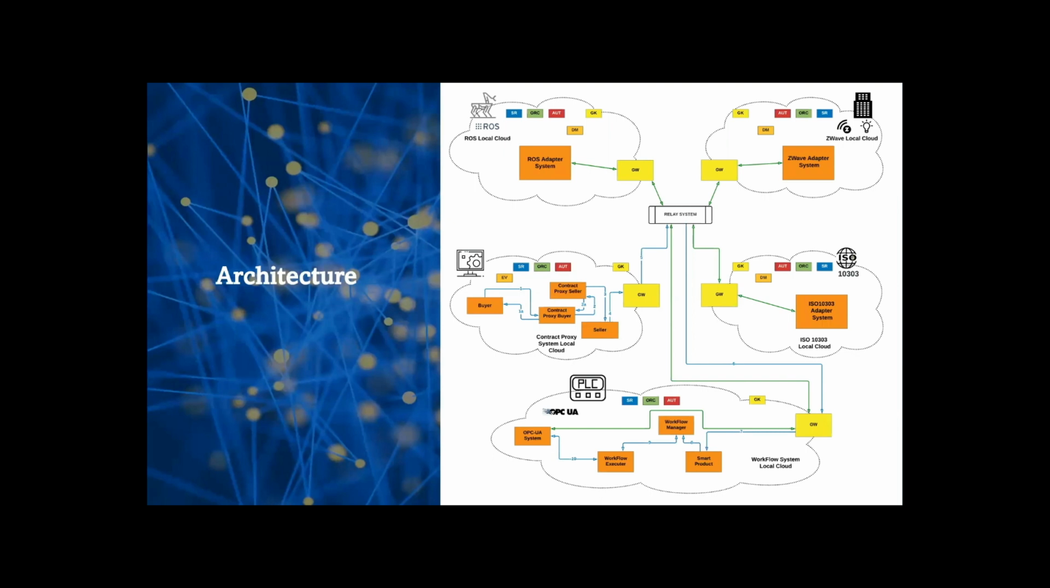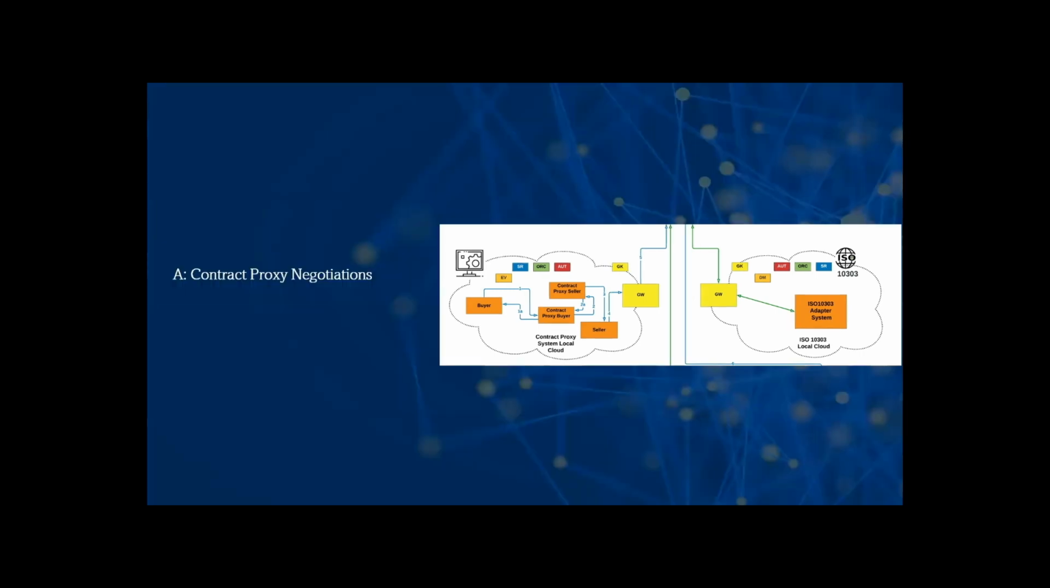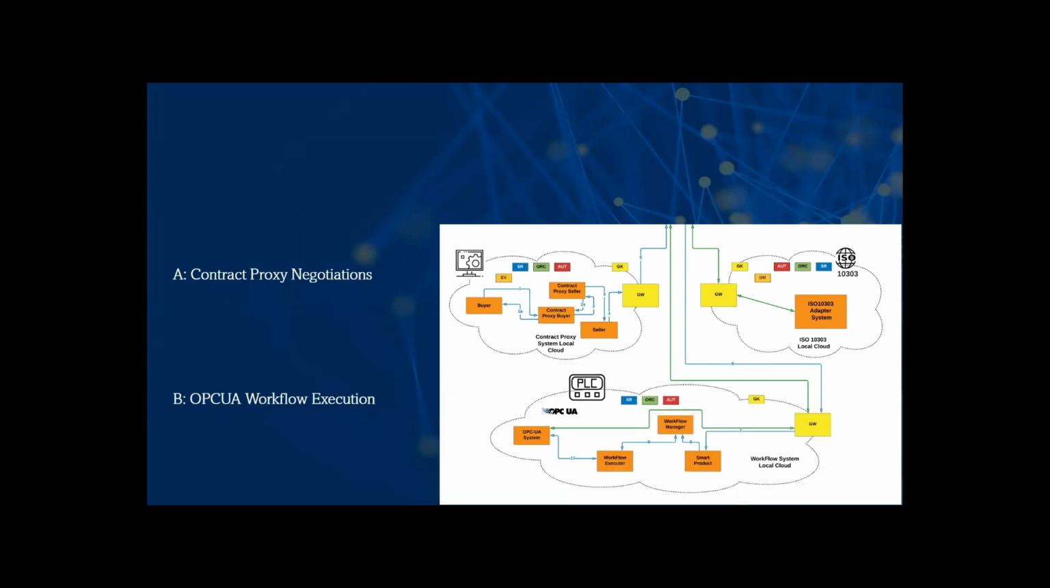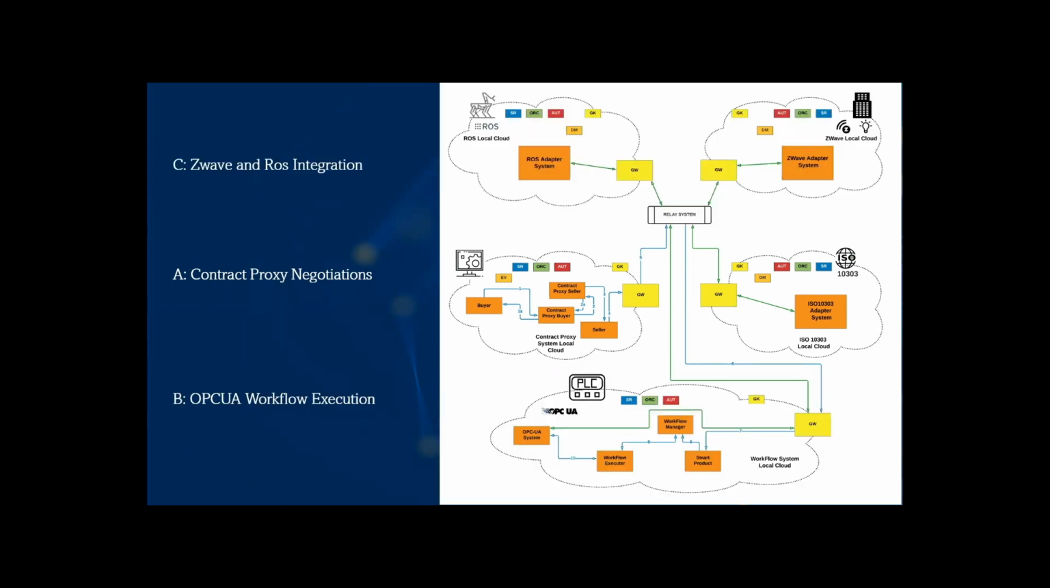The Eclipse Arrowhead Framework toolchain here provides the integration across the product design to manufacturing lifecycle and from asset to the business layer. So the contract proxy negotiations and OPC workflow systems are integrated in a sequential toolchain, whereas the ROS robot and Z-Wave building local clouds are integrated with them in parallel.